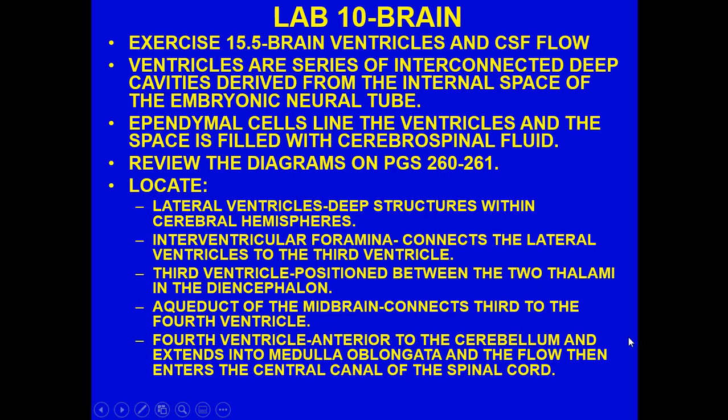Now, as I mentioned before, I've talked about ventricles. Let's go a little bit more into those. These are a series of interconnected deep cavities derived from the internal space of the embryonic neural tube. Ependymal cells basically line the ventricles, and the space is filled with cerebral spinal fluid. You want to note the diagrams that you would see in the Sir Acus book, pages 260 and 261. When you're doing that, locate the lateral ventricles. These are deep structures within the cerebral hemispheres.